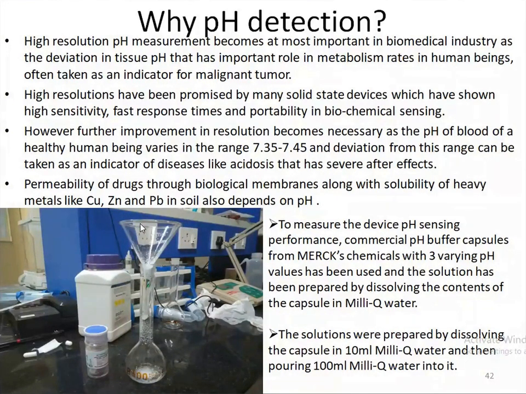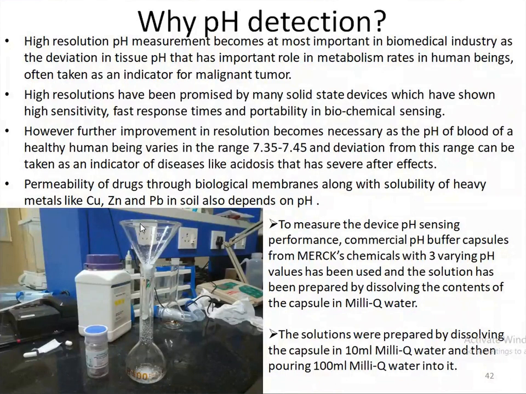In the case of a healthy human being, his body pH or blood pH will vary from 7.35 to 7.45. If it is more acidic, it will be an indication that he has some kind of disease such as tumors or cancers. Similarly, if it is very basic, it is again an indicator of some other diseases. So pH level detection can be used in various kinds of detections.